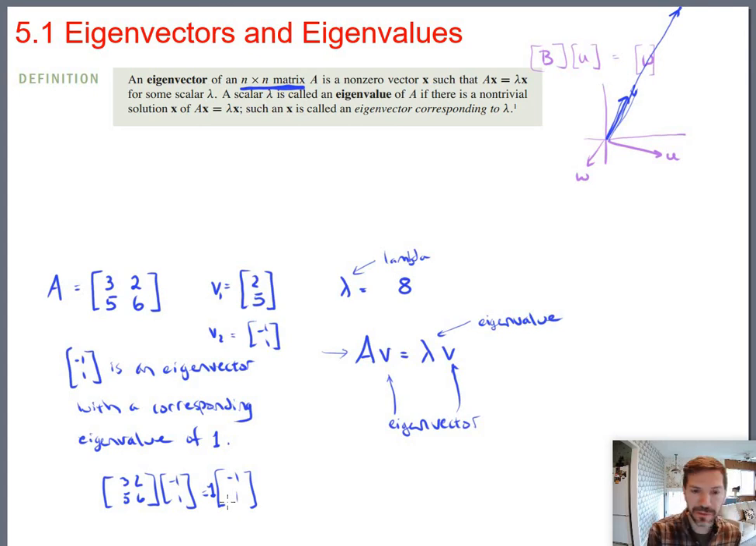Okay, so this first video, we've basically just gotten the vocabulary and the idea of an eigenvector and an eigenvalue. Of course, one of the big questions of this section is going to be finding them. If someone just gives you a matrix A, how can you find the 2, 5 and the negative 1, 1 and the 8 and the 1, right? The eigenvalues and the eigenvectors. So we'll look at that in the next video.